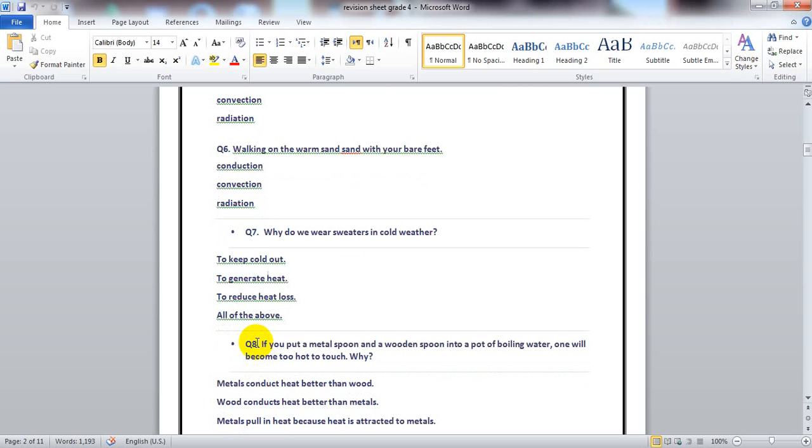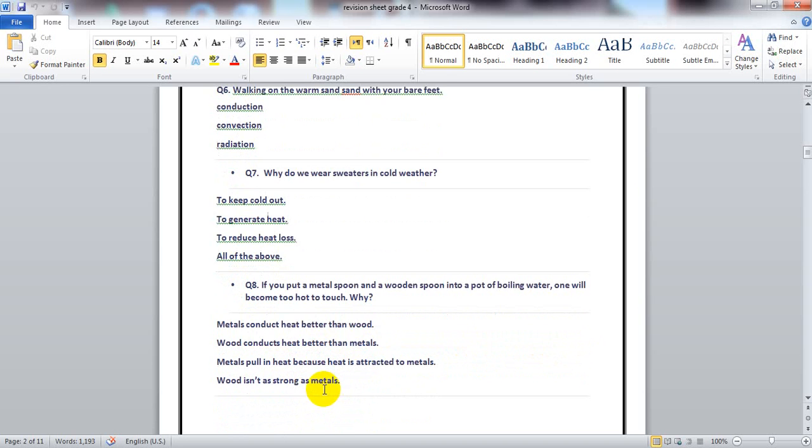Question number 8. If you put a metal spoon and a wooden spoon into a pot of boiling water, one will become too hot to touch. Why? Because metal conducts heat better than wood.